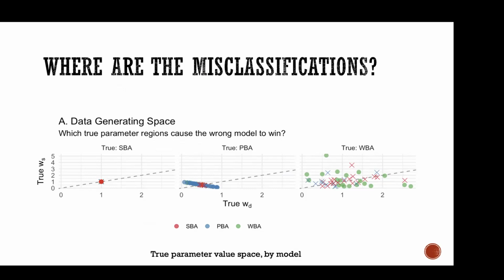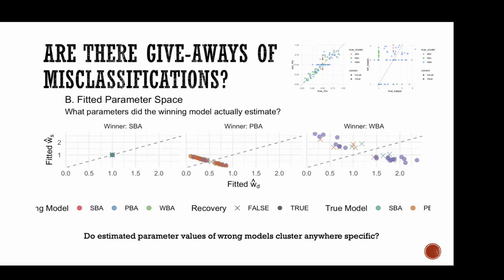We are okay with the fact that it misclassifies where the data is coming from, as long as the estimates fit the actual true values. As long as the estimated parameter value, the P in PBA, actually corresponds to the row in the WBA. And that's where the next plot comes in, right?